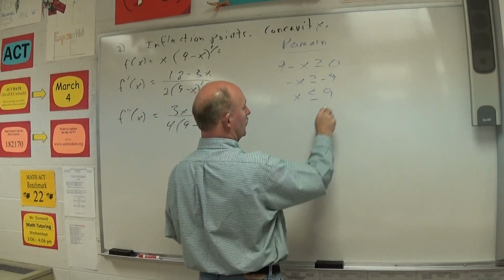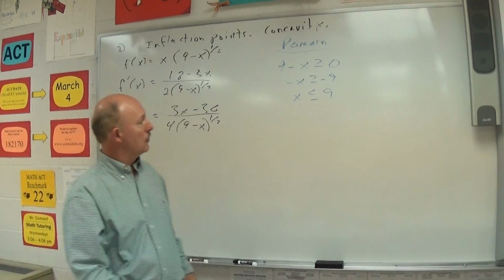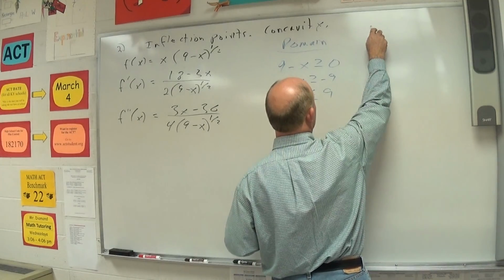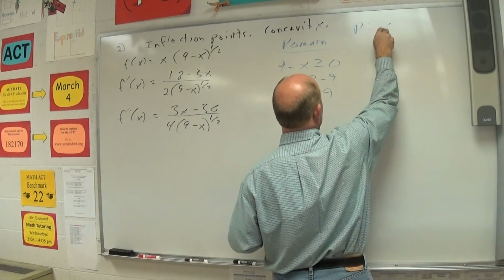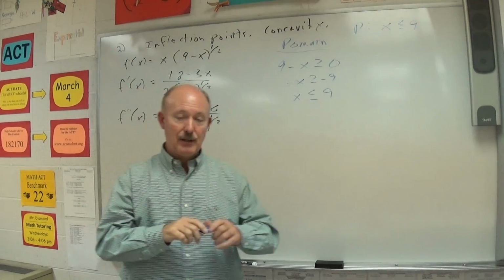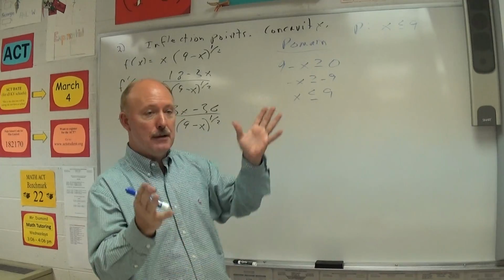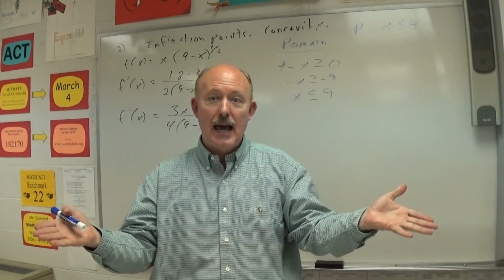Positive x will be less than or equal to 9. So we know what the domain is. The domain has to be x less than or equal to 9. As I look for inflection points now, any inflection x value bigger than 9 won't work.